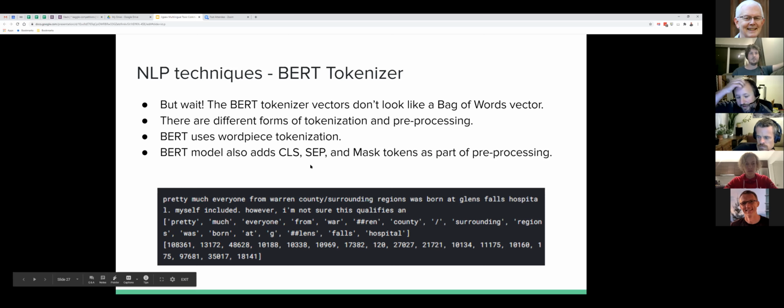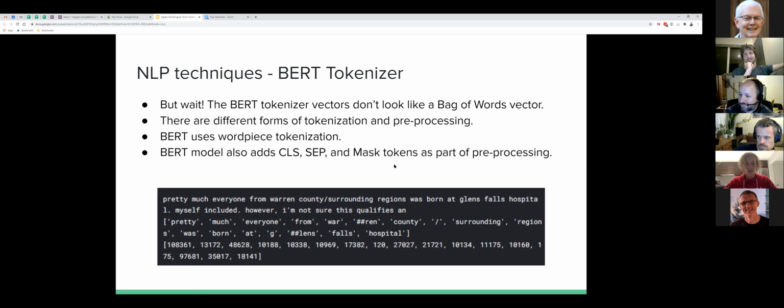The BERT model also adds a bunch of other tokens in. The CLS token, which is added to the start of any input sequence, the separator token for when there's a sentence break, and then a mask token. I can explain how these work a little bit later on when I explain how BERT works. Any questions about this so far?